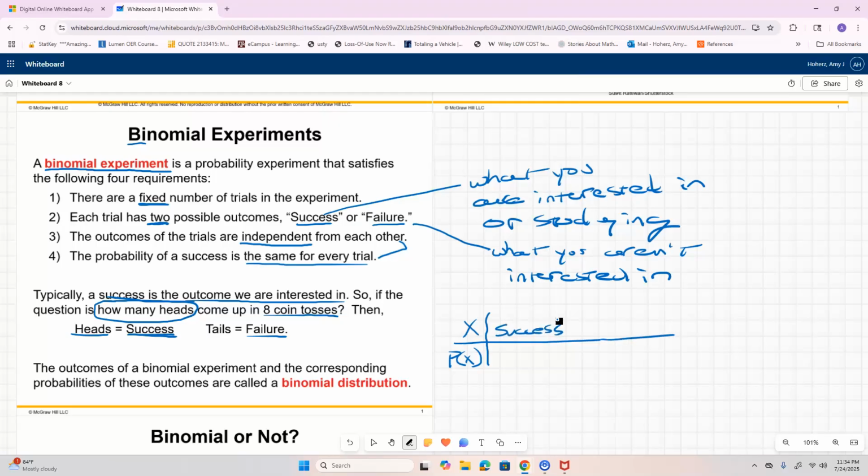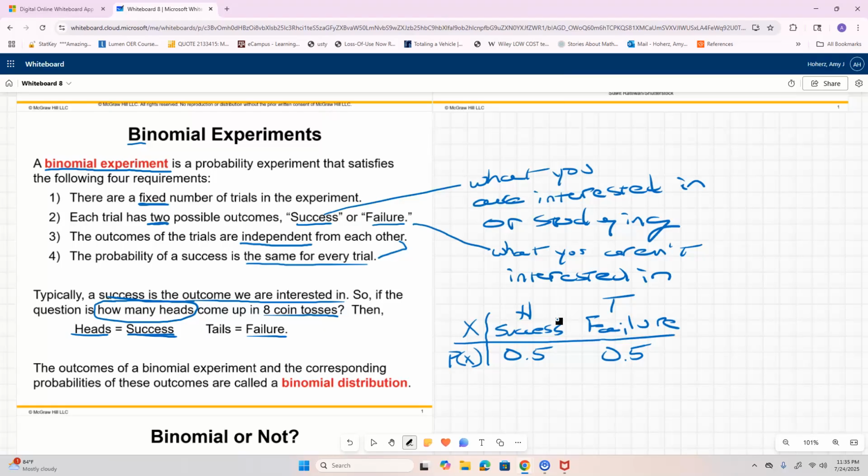So you have your success, and then you have your failure. In this case, our success was heads, our failure was tails, and they're each 50%. Now, they don't have to be 50-50, but between the two of them, they do have to total up to 1. And we have to know what is a success and what is a failure.